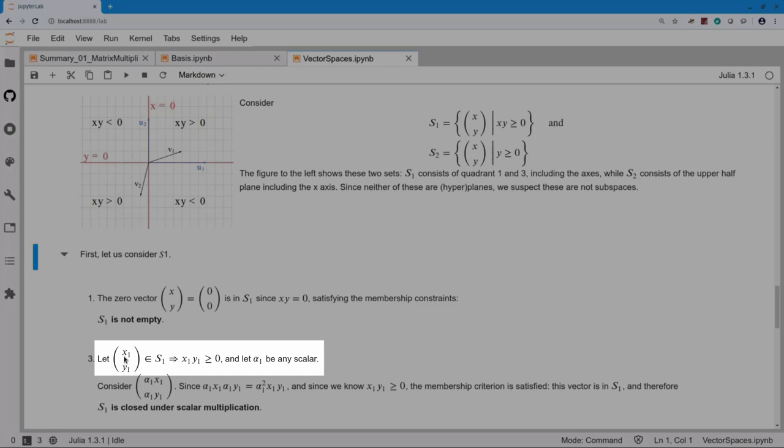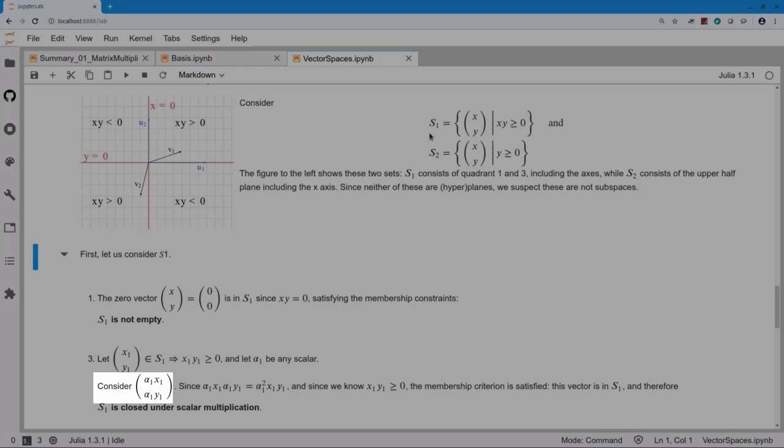So if I take my template and write, let x1, y1 be an element of S1. Notice I didn't say what x1 and y1 were, right? I made them parameters. But I know that that means the membership constraint is satisfied. So the product of those two entries must be greater or equal to 0. So that's what I write down. And let alpha 1 be any scalar, and now I have to look at what happens when I take alpha 1 times x1. So we have to consider this vector.